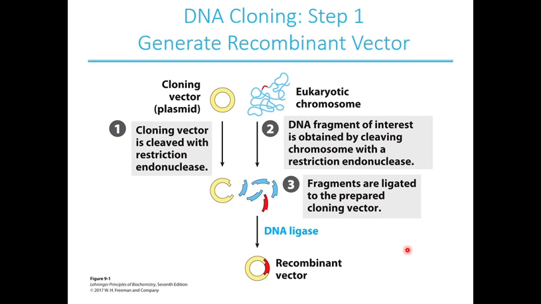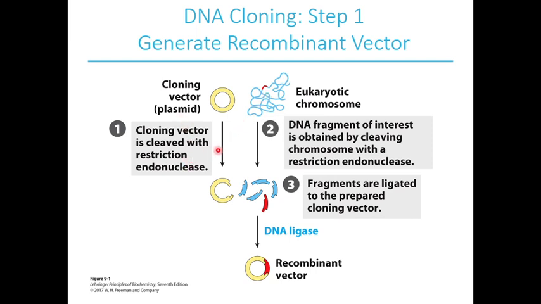In theory, DNA cloning can be divided into two steps. The first step is to generate a recombinant vector. To generate a recombinant vector, one needs two things. The first one is a cloning vector, and the second one is a gene of interest. In this case, it's a eukaryotic chromosome and a specific region of the eukaryotic chromosome colored in red.